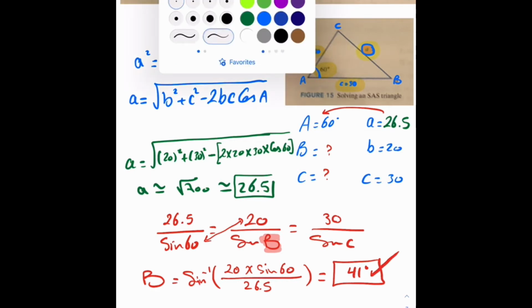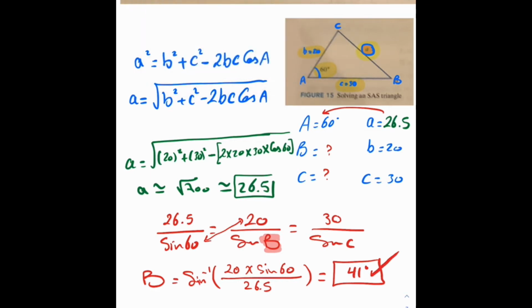To find the measure of the angle C, I don't have to use the sine rule. All I have to do is say 180 minus the sum of angle A, which is 60, and the angle B, which is equal to 41. Because the sum of the interior angles of a triangle is 180, the measure of the angle C is 79 degrees to the nearest whole number.